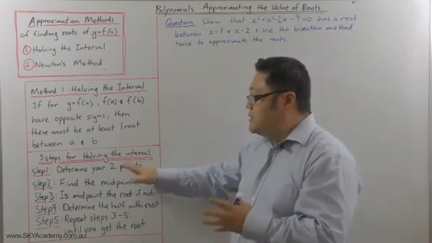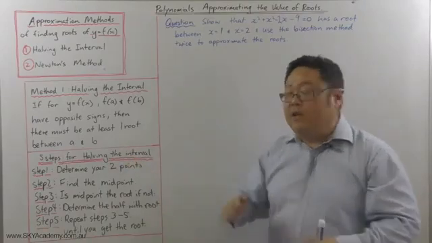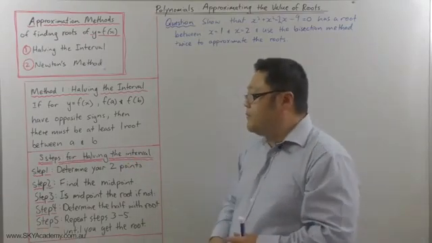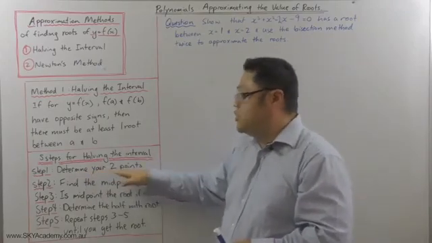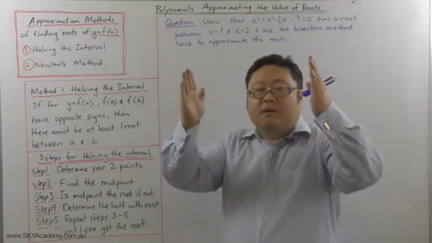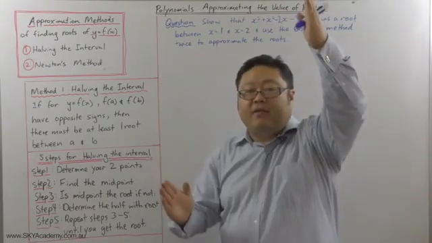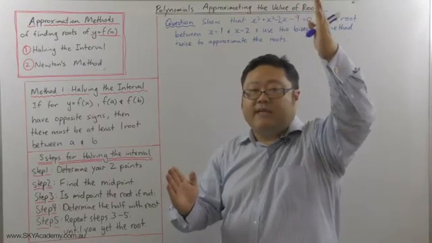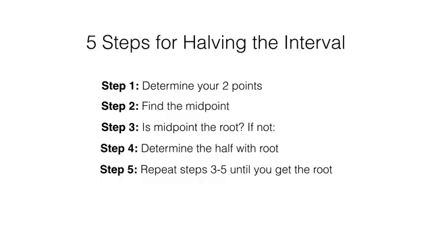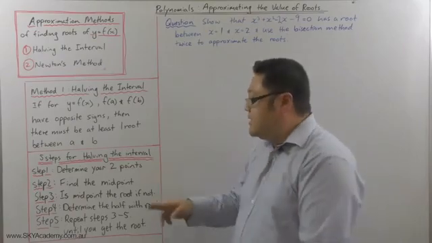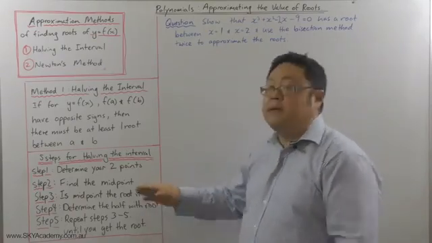This is a method that you can follow to help you out. First, determine your 2 points: where are the 2 points that you're going to start with, where one point is above and the other point is below. After you determine your 2 points, the next thing you can do is work out where the midpoint is.